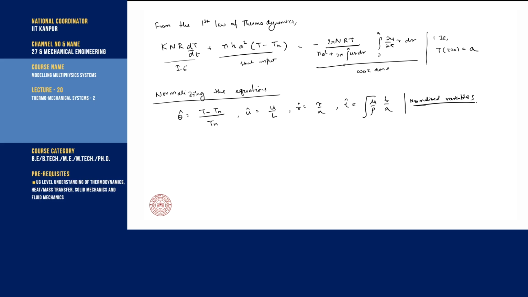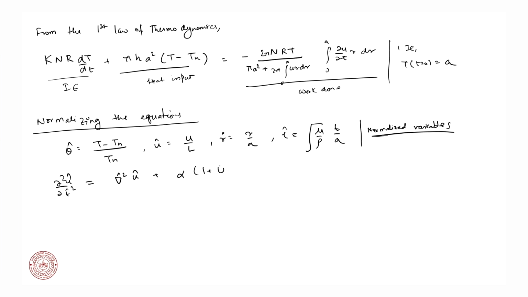So, when we substitute this back into our governing equation, what we will get is del square u by del t hat square equals to del hat squared u plus alpha times 1 plus theta hat divided by 1 plus 2 integration 0 to 1 u hat r hat dr hat. Okay. Earlier it was 1 plus u hat only, now it has this 1 plus 2 integration of u hat r hat dr hat. This term is your volume change or the effect of volume change.